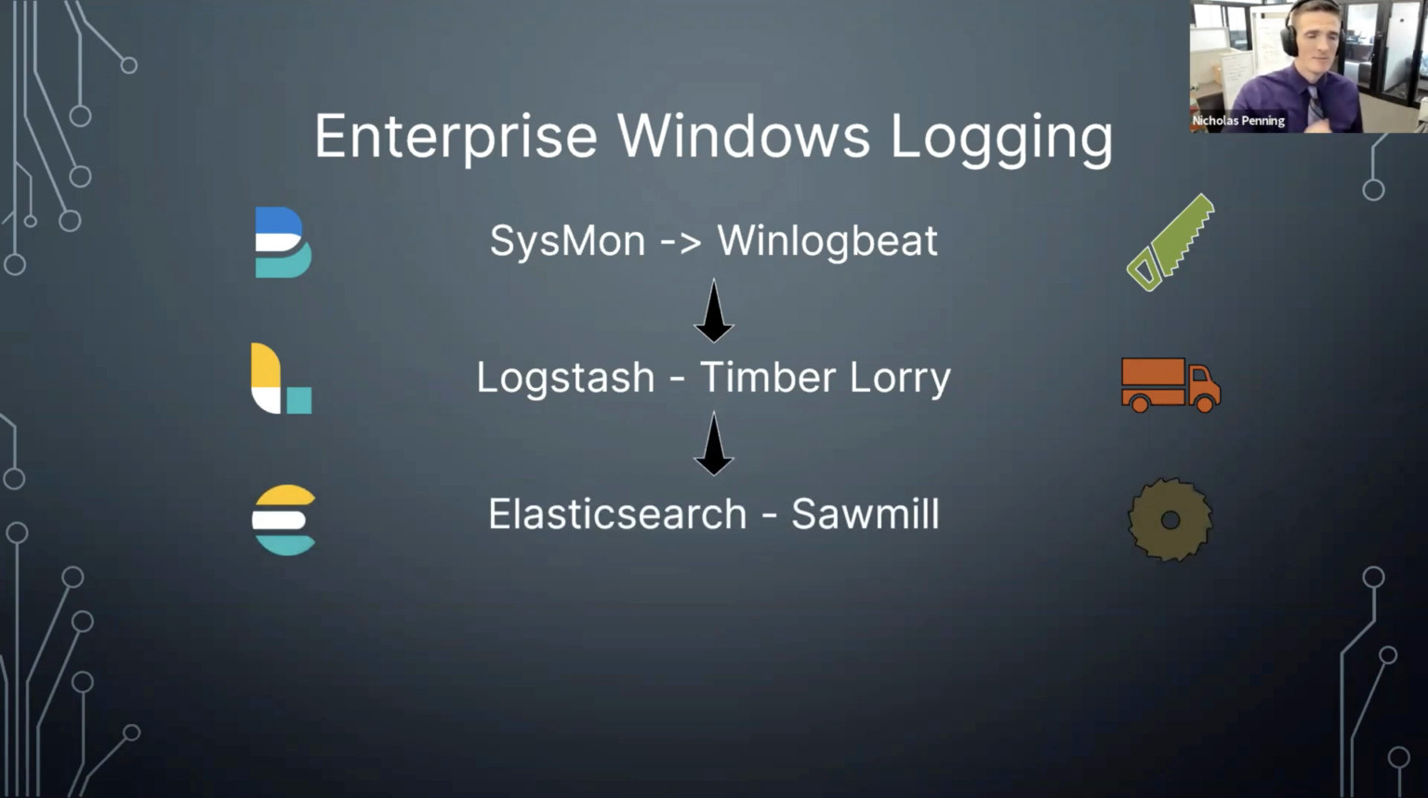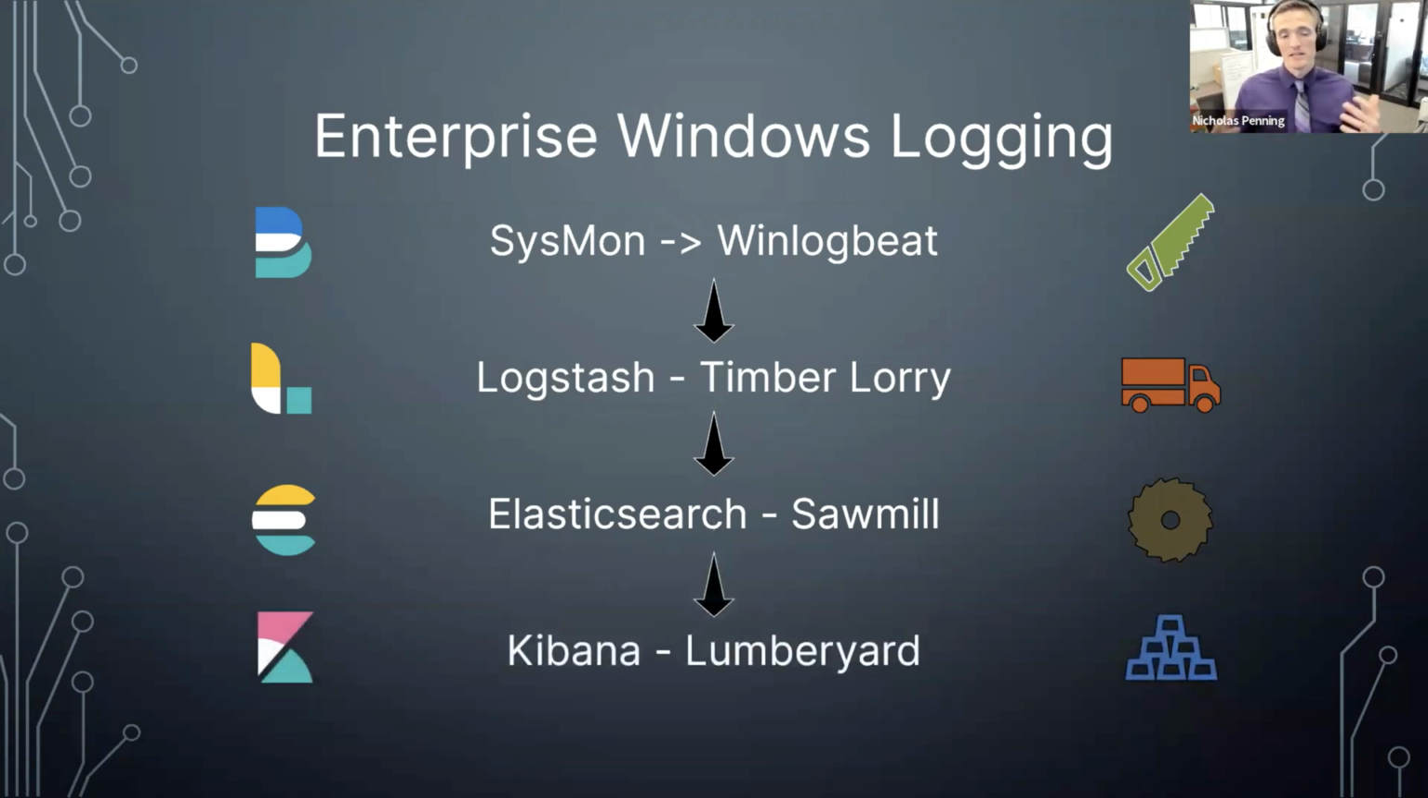I gave them clever names. Logstash is your timber lorry, logging truck, if you will. Elasticsearch is the sawmill, and then Kibana at the end is wrapping it all together. How do you actually go look at that data? How do you visualize that data? How do you alert on that data? And that's Kibana. That's the front end tool set to really take advantage of all the hard work that you've done to get those logs into your Elasticsearch environment.